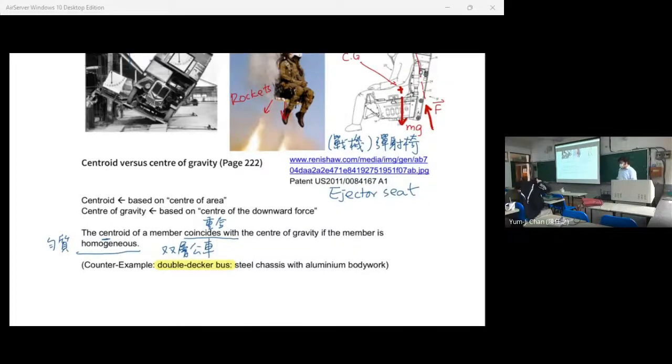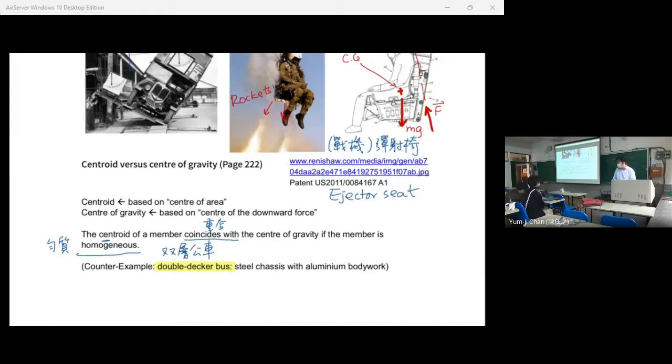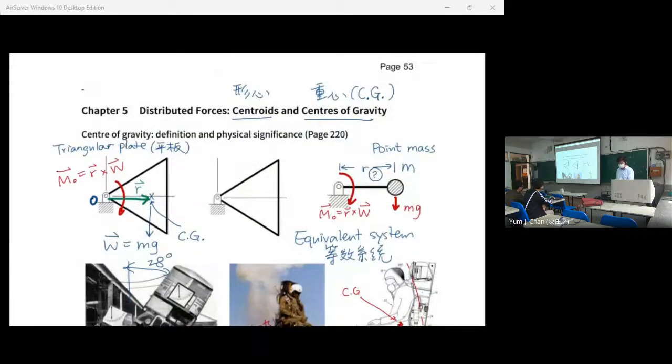So let's begin. I think I have explained a bit last Thursday on this part. So in centroid, we talk about centroid and center of gravity. In chapter 5, we talk about centroid most of the time. It is based on geometry.